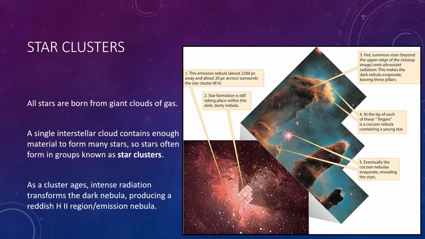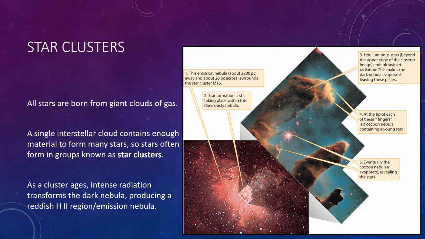Well, all stars are born from giant clouds of gas. Because a single interstellar cloud can contain enough material to form many stars, stars tend to form in groups. In our snapshot of the heavens, many stars still congregate in the groups in which they formed. These groups are what we call star clusters, and they are extremely useful to astronomers for two key reasons. First, all the stars in a cluster lie at about the same distance from Earth. And two, all the stars in a cluster formed at about the same time, within a few million years of one another.